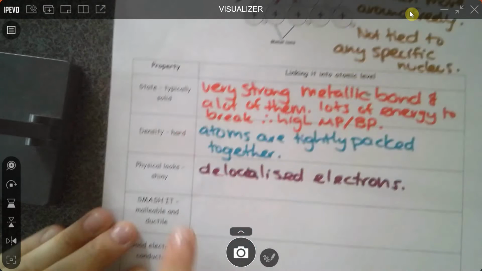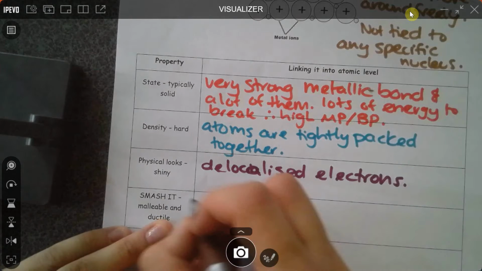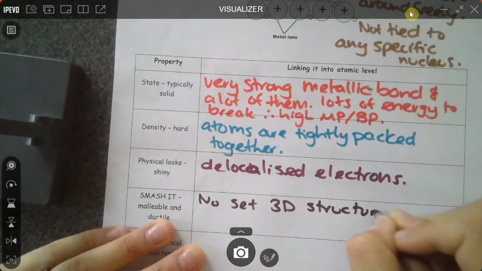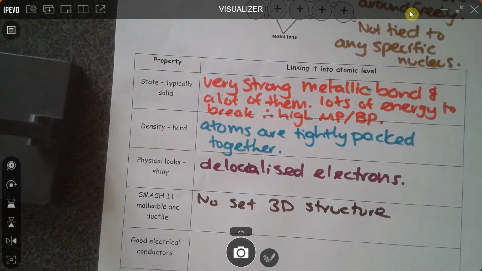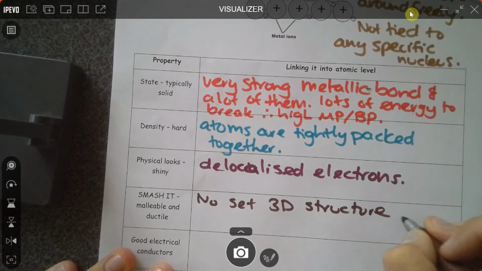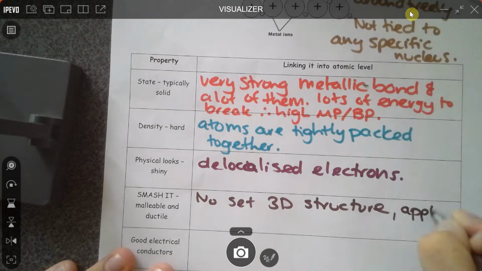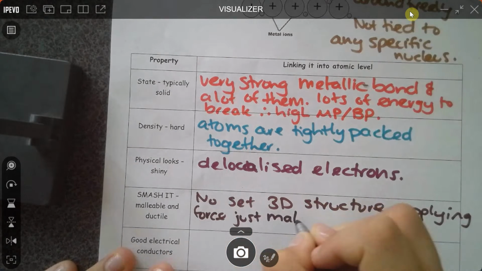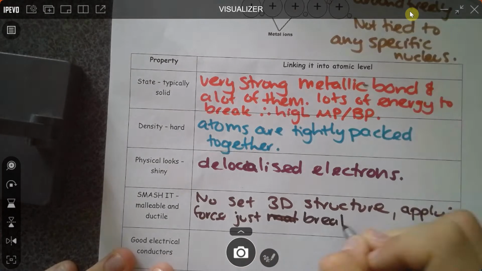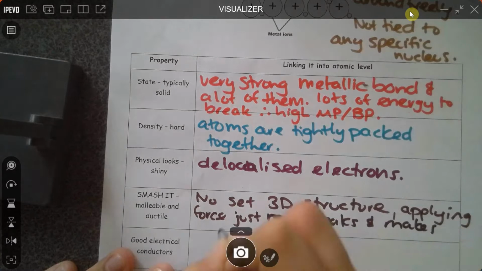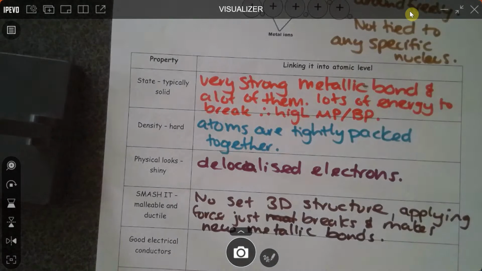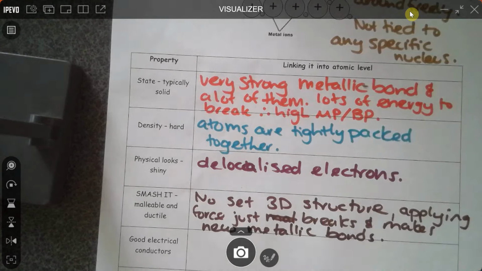We'll see other substances where that's not possible, and that's why they break when you apply force. That has to do with the fact that there's no set 3D structure. If I apply any force and any pressure to it, it just breaks and makes new bonds. There's no set spot that the electrons need to be. Does that make sense so far?